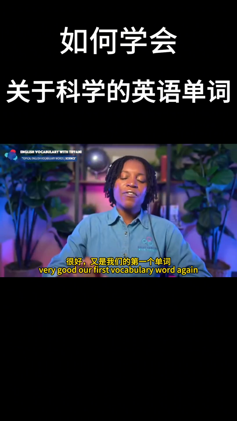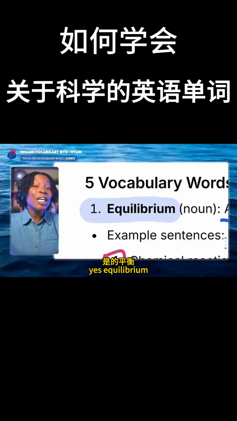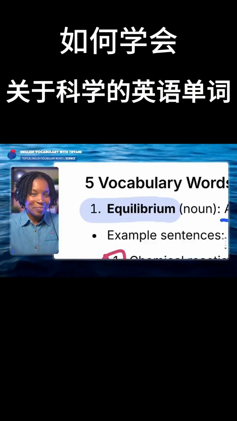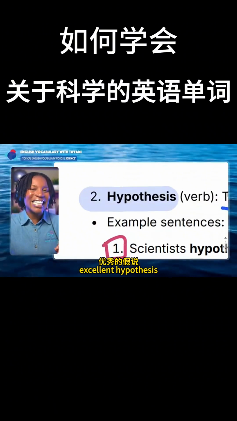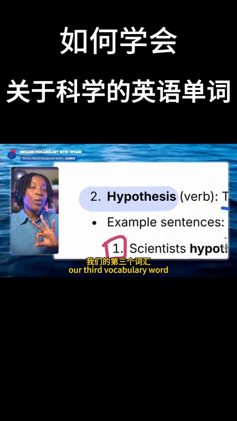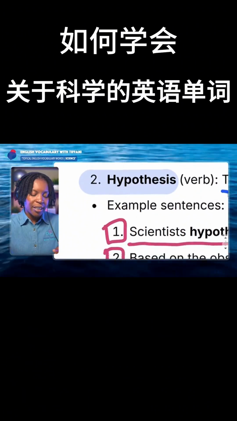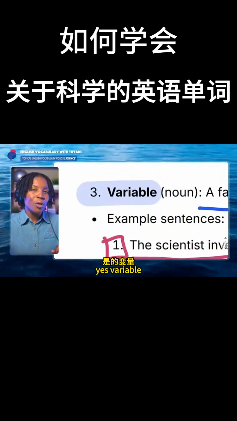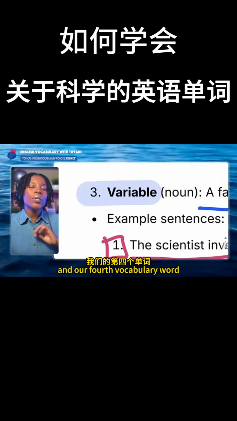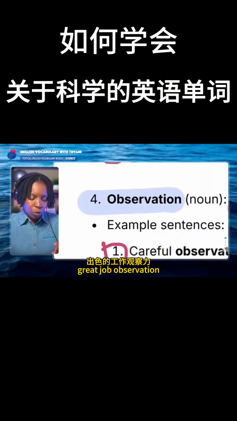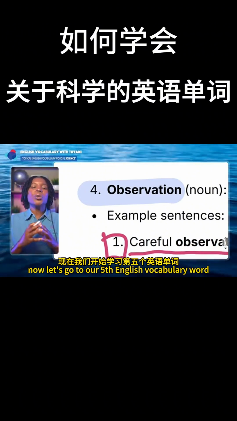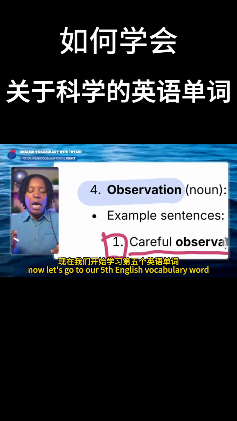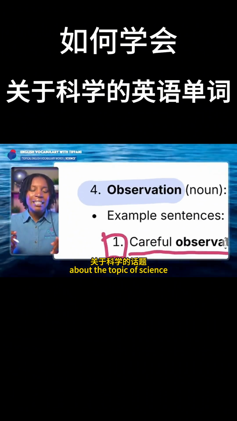Very good. Our first vocabulary word again. Yes. Equilibrium. Our second word. Excellent. Hypothesis. Our third vocabulary word. Yes. Variable. And our fourth vocabulary word. Great job. Observation. Excellent. Now let's go to our fifth English vocabulary word about the topic of science.